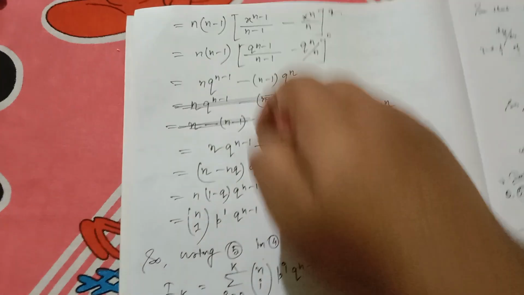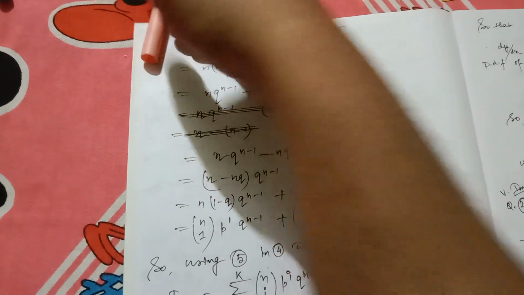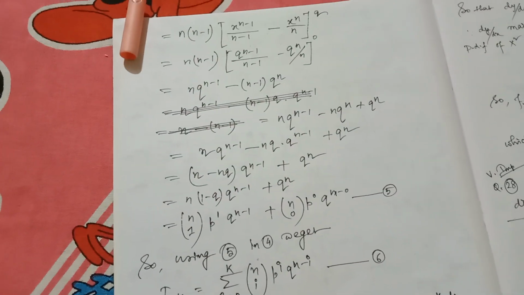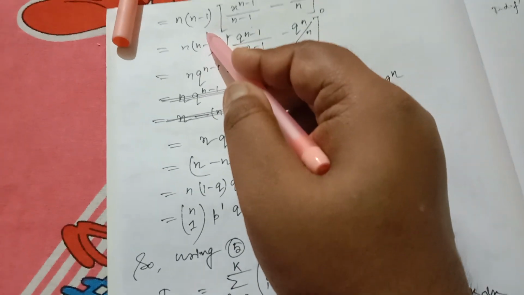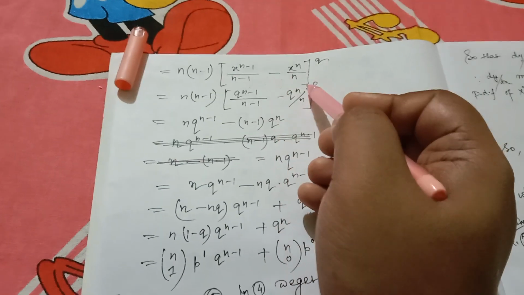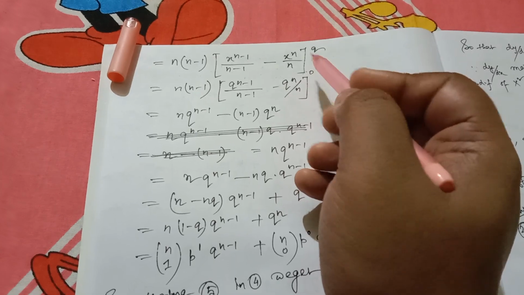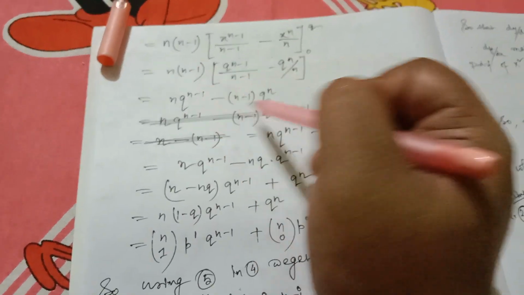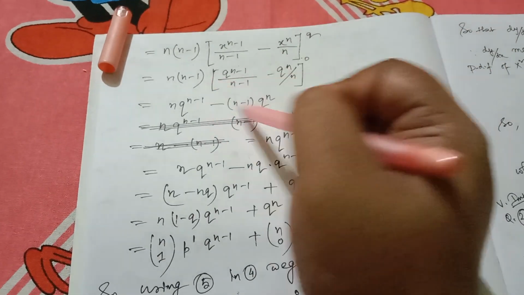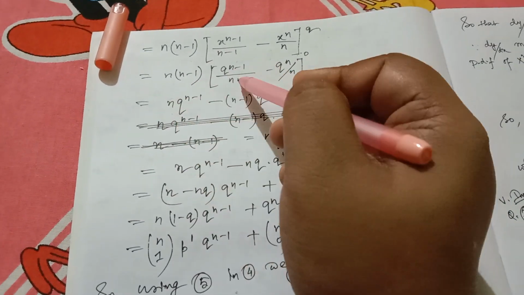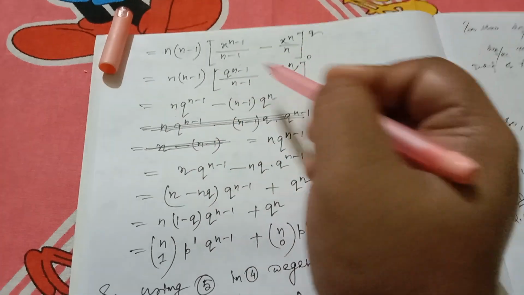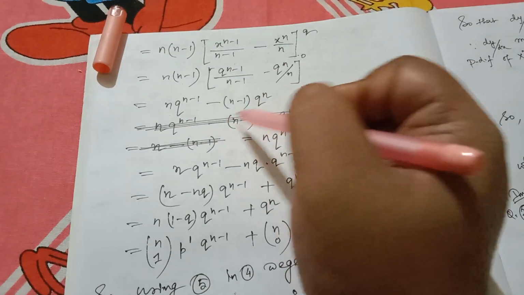In the next line you will see I have integrated this structure. That means you can see I have written n into n minus 1, no need to change this structure. After integration you have to put the upper limit and lower limit, that is q and 0. So putting upper limit minus lower limit, you will get this type of pattern. So n minus 1 will be cancelled, n into q to the power n minus 1, then n will be cancelled, n minus 1 into q to the power n.